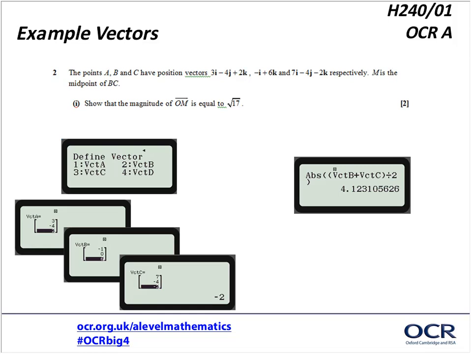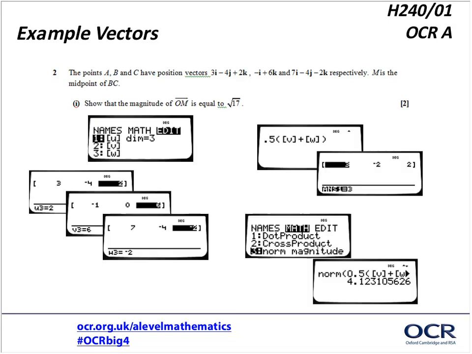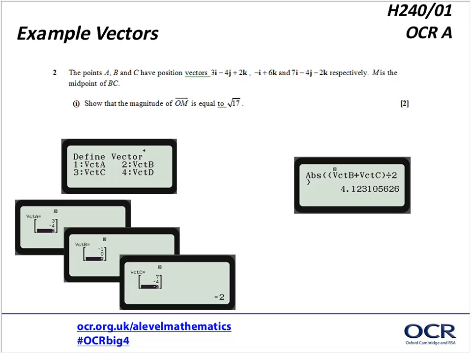The Casio is very similar. Whilst the Texas has a specific function, I should have said, for finding magnitudes, the Casio does have it. They have an absolute value function, so that can be used in order to find the magnitude. But again, it's as a decimal, not as a surd.